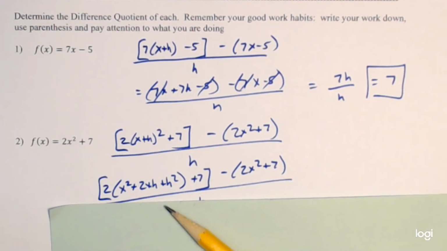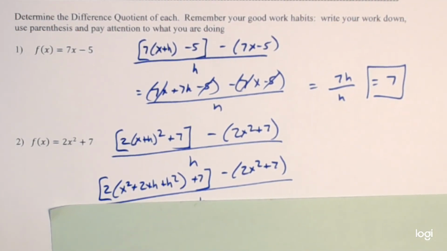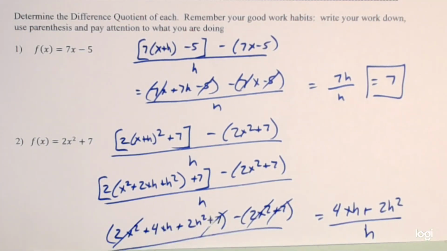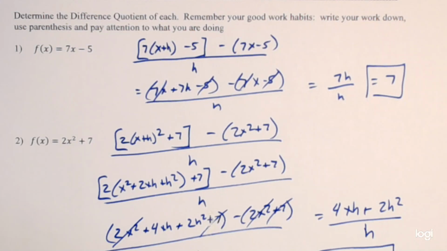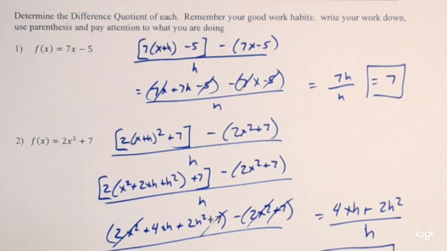X plus h squared from above. Be careful, we've got to distribute that 2. Don't forget the plus 7 is still there. After distributing that 2, we're ready to let our subtraction do its thing. The 2x squareds cancel, 7 minus 7 cancels.